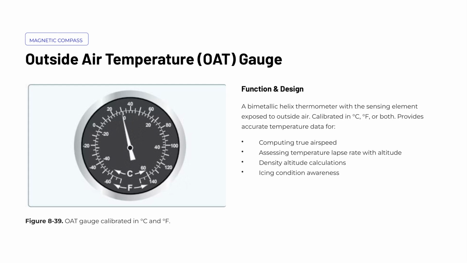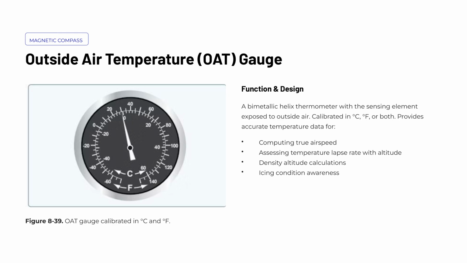The outside air temperature gauge, or OAT gauge, is a straightforward but essential instrument in the cockpit. It operates on a bimetallic helix principle, meaning it uses two metals bonded together that expand and contract at different rates as temperature changes. This mechanical reaction causes the sensing element to twist or untwist, moving the needle across the dial. The sensing probe is mounted externally on the aircraft so it is directly exposed to the airstream, giving you a real-time reading of the air temperature surrounding the aircraft.